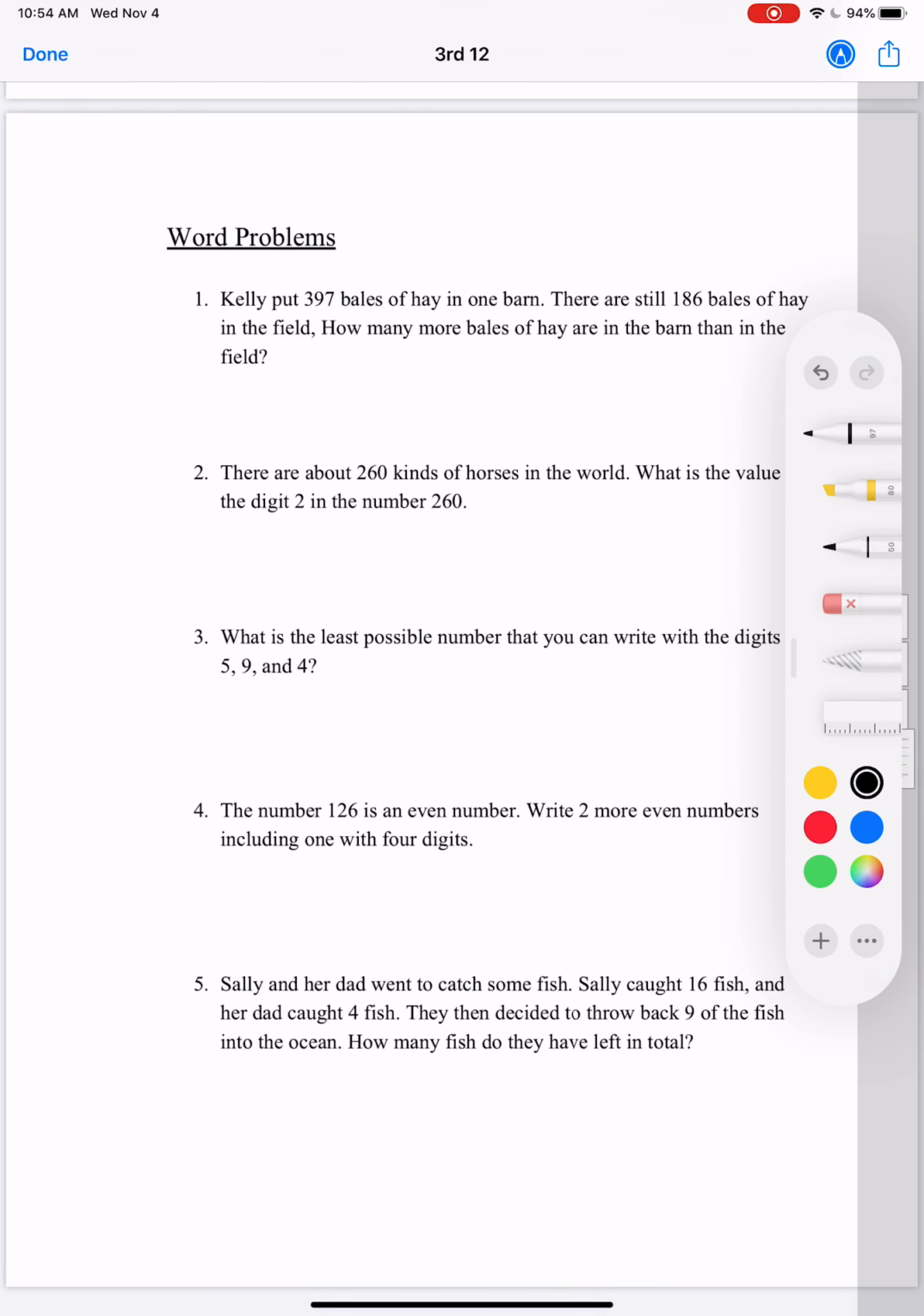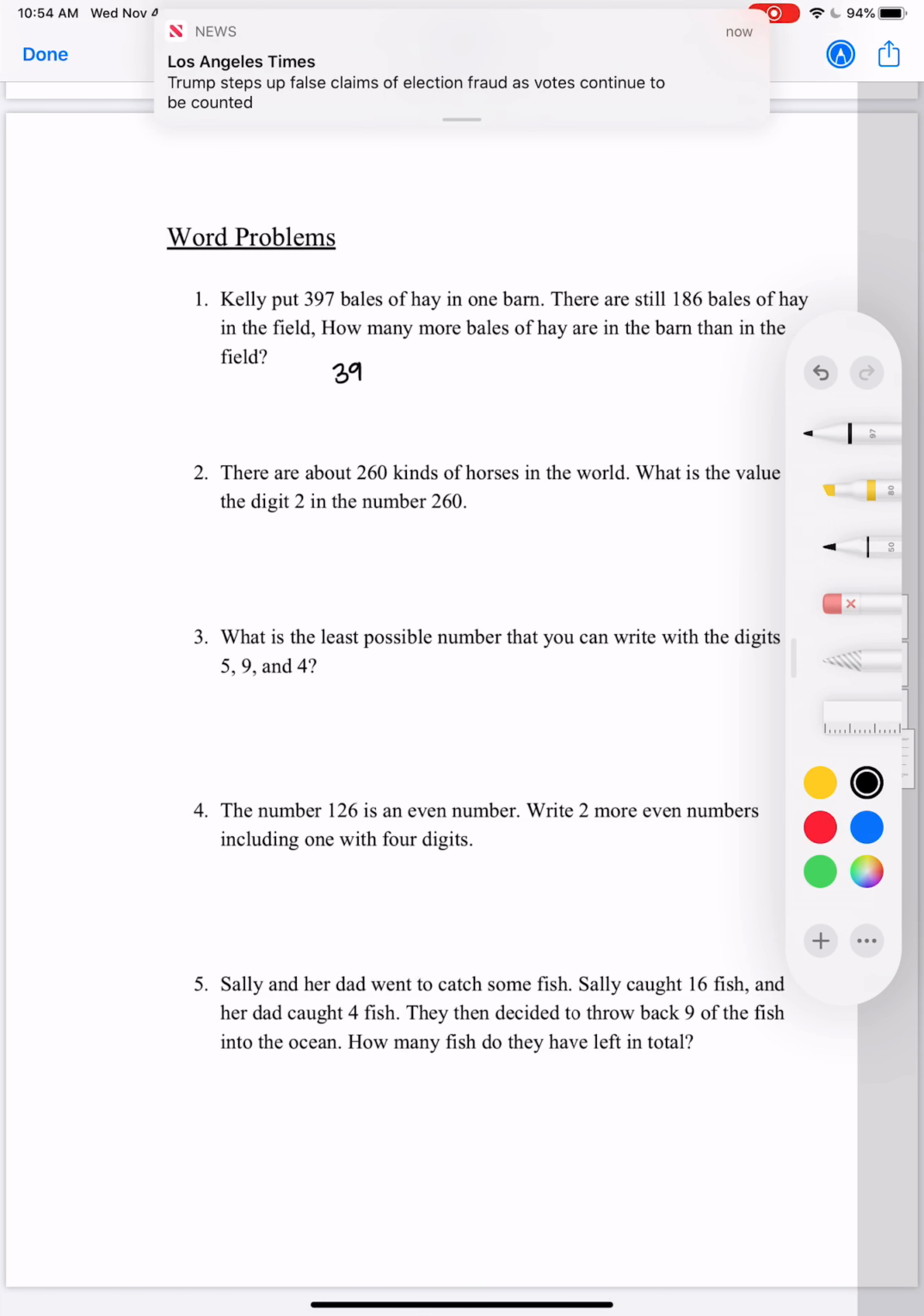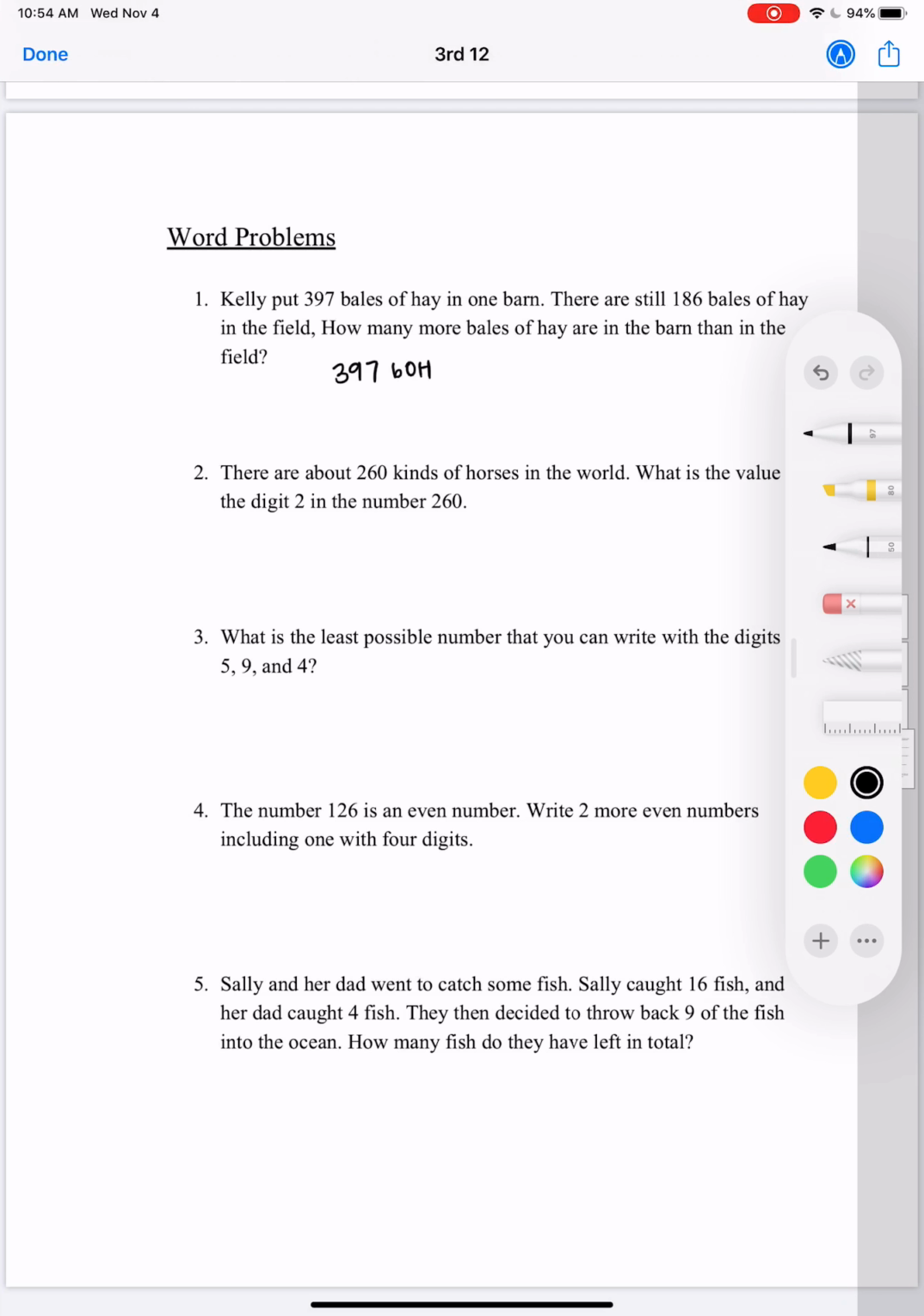Word problems. Kelly puts 397 bales of hay in one barn. There are still 186 bales of hay in the field. How many more bales of hay are in the barn than in the field? So there is a total of 397 bales of hay in the barn, and there are still 186 bales of hay left in the field.